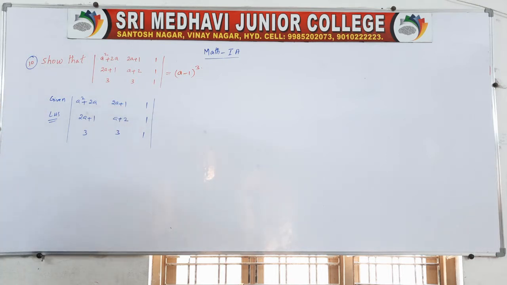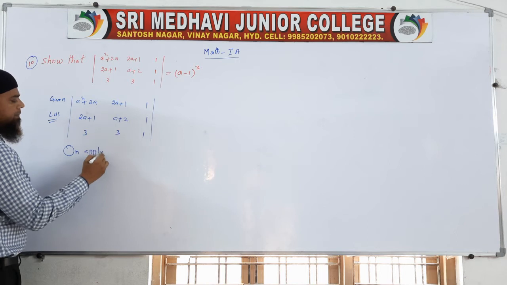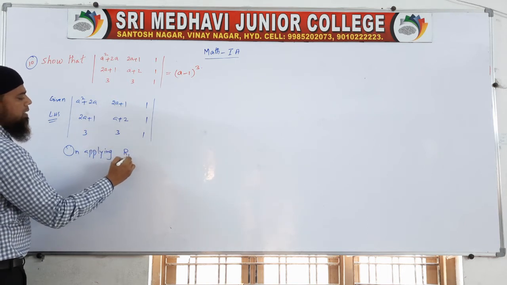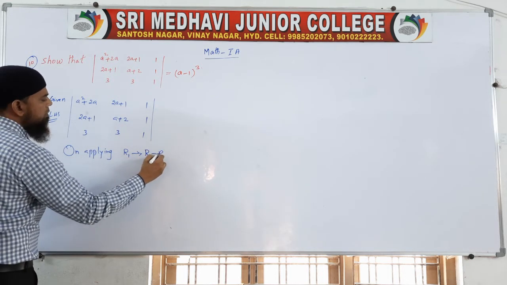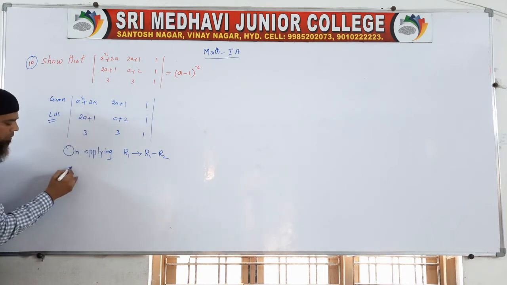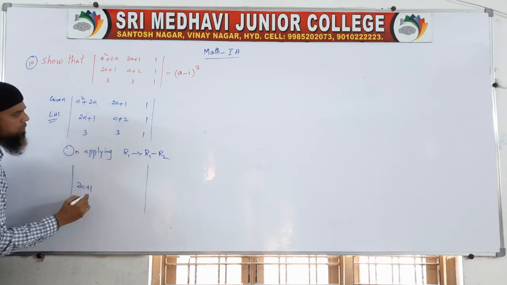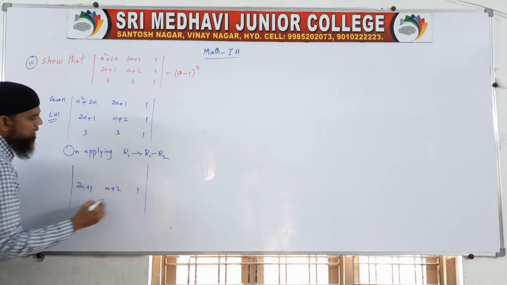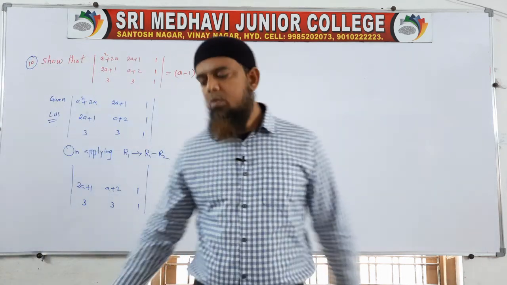Which operation do we have to do now? Opposite to column means row operations we have to do. Now I am applying row operations here. Concentrate on the board. On applying R1 tends to R1 minus R2. I am going to change R1 now, from R1 I am subtracting R2. The remaining two are as it is: 2a plus 1, a plus 2, 1, 3, 3, 1. R1 tends to R1 minus R2, rough work we are doing here.